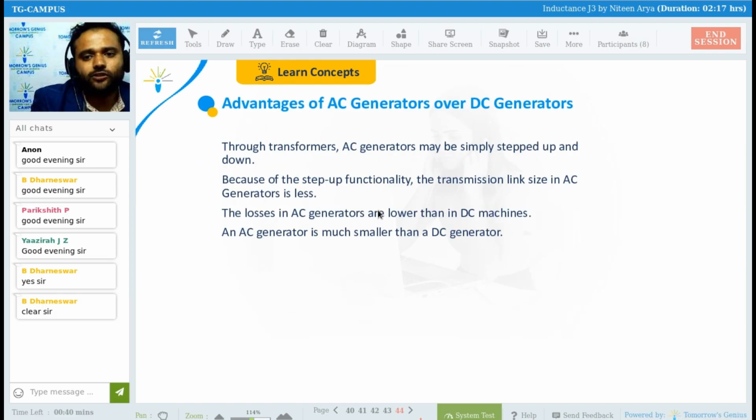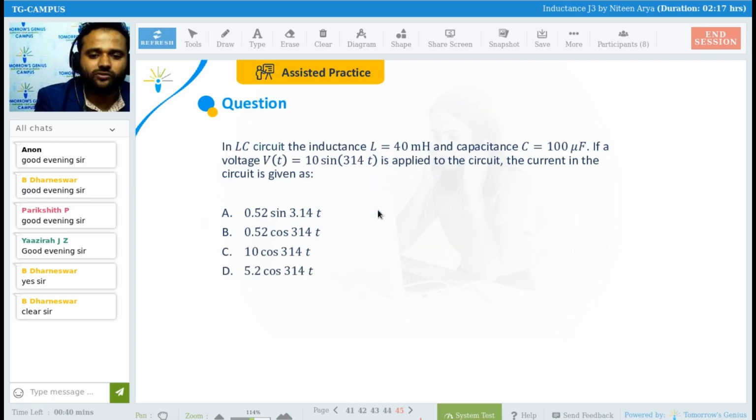Moving ahead, advantages of AC over DC generator. Through a transformer, an AC generator may be simply stepped up or stepped down. Because of the step up functionality, transmission line size in an AC generator is less. The losses in an AC generator are lower than in DC machines. An AC generator is much smaller than a DC generator. Okay, so these are some advantages of AC over DC.